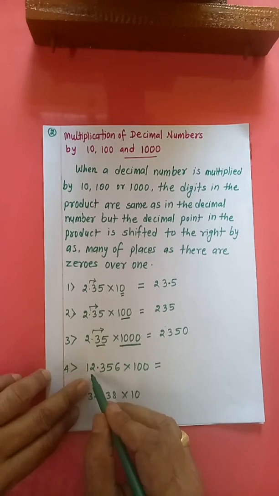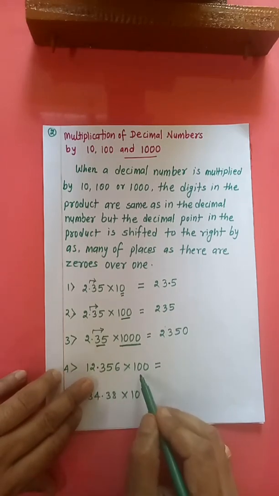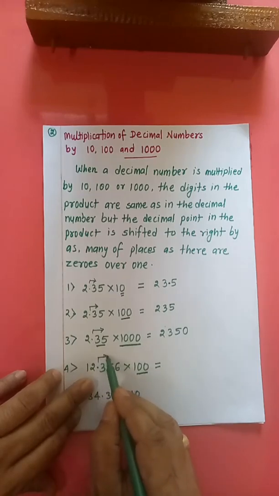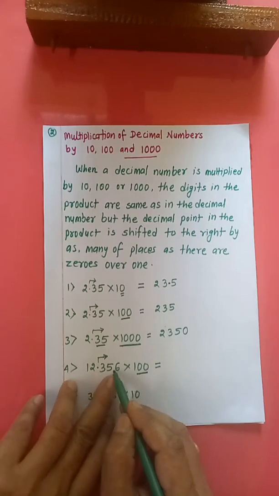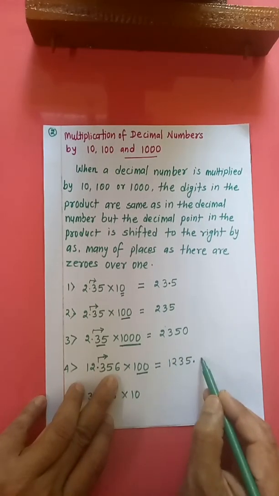Now another example, 12.356 multiplied by 100. Here there are 2 zeros. So the decimal will shift right side after 2 places. It means here. So the answer will be 1235.6.